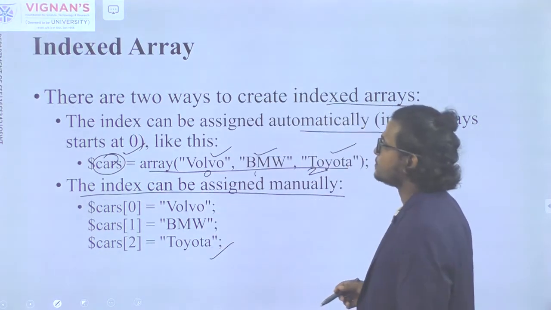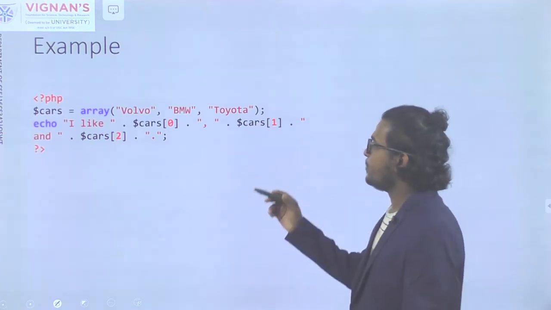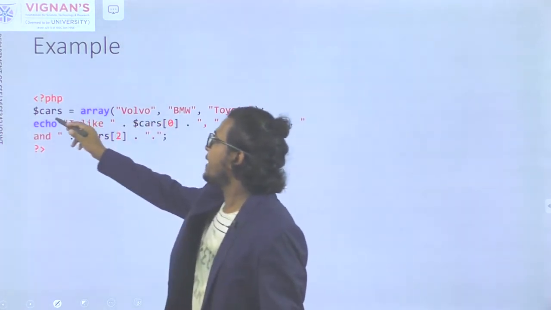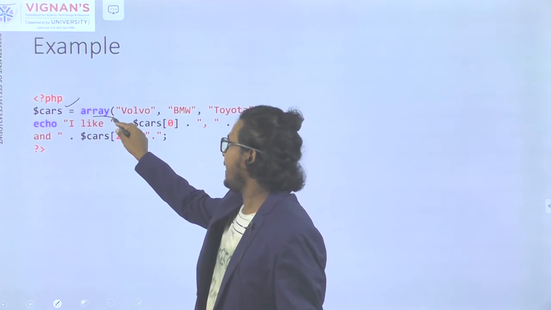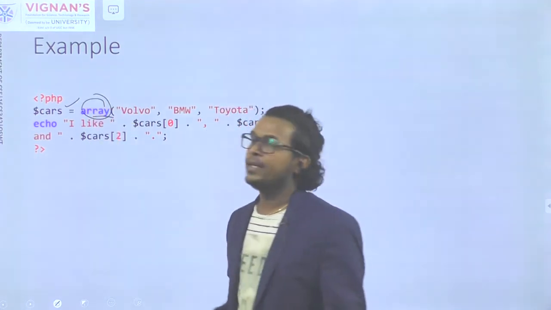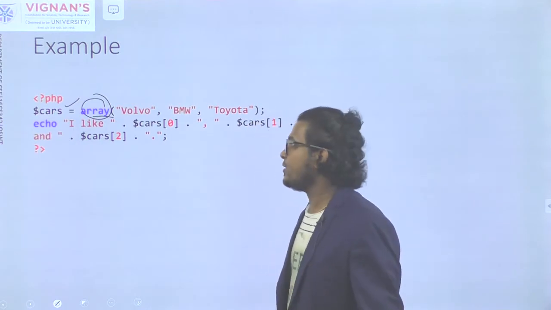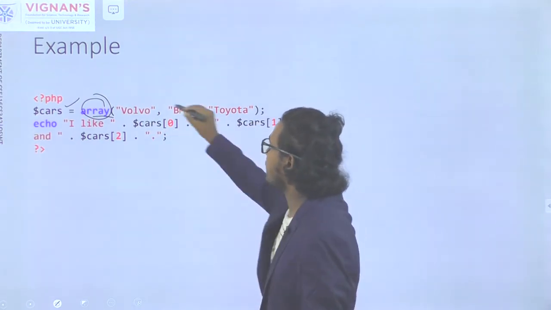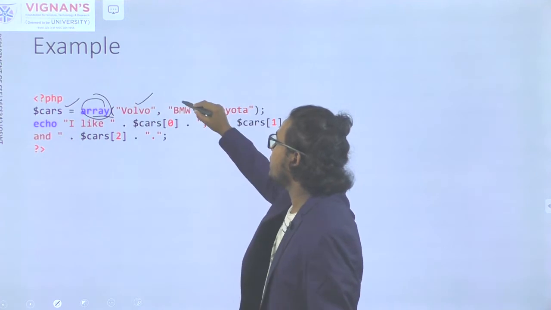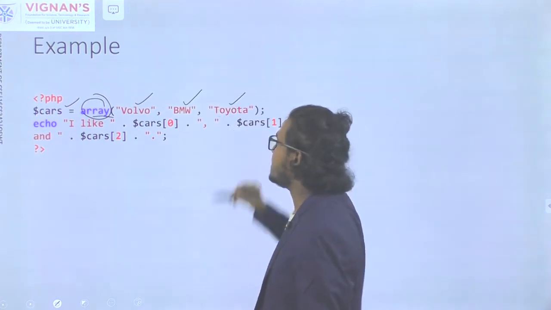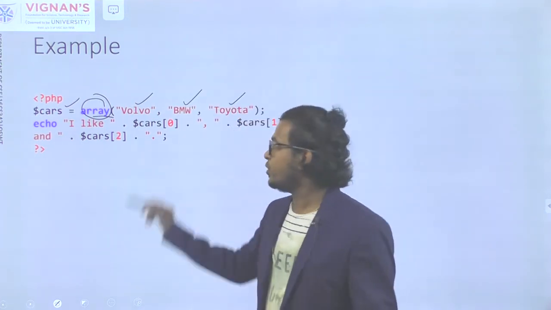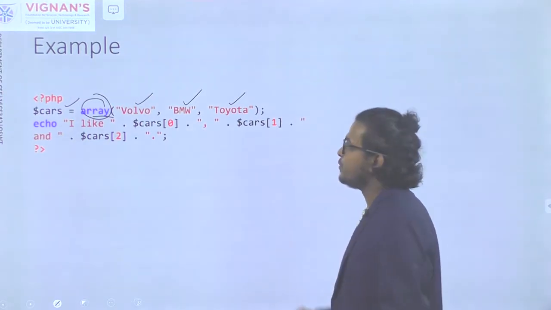Next, for example, here we have cars. You can create an array with the help of the array function only. There we are passing some values. First one is a Volvo, second one is a BMW, and next one is a Toyota.